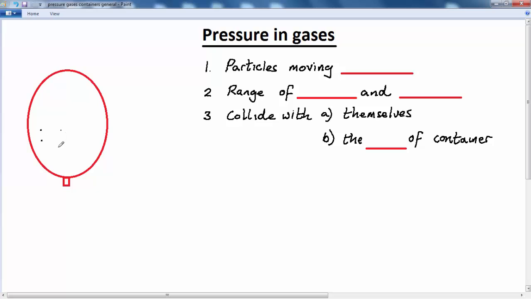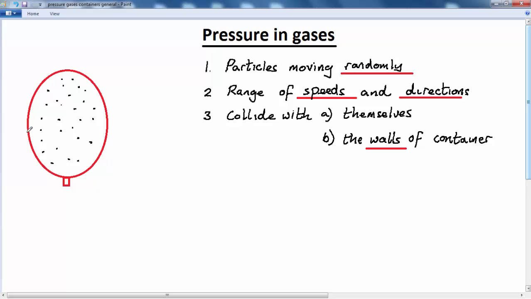Well, we've got a whole load of air particles in the balloon, and these particles are moving randomly, with a whole range of different speeds and in different directions. So what's going on inside the balloon? Well, these particles are colliding with each other, and they're colliding with the walls of the container. So if we look at the wall of this balloon, for example, magnified, it may look like this. And at any one time you've got particles colliding with the walls of that container, like this.